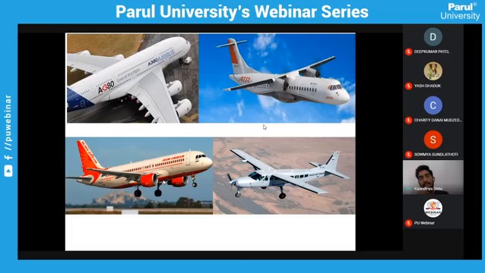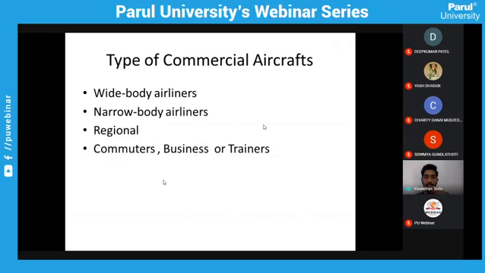ETOPS is a certain rule set by ICAO, and recently the term changed to EDTO. It's nothing but extended twin operating procedures. Depending on the aircraft type, and depending on the engines as well, they have defined how far an aircraft can fly. So you can't fly an aircraft in every region; it has to meet those specific conditions. And the bottom one is commuters, business jets, and trainers. Those are mostly handled by business people, or for training purposes, or aviation like Air Force test pilots.